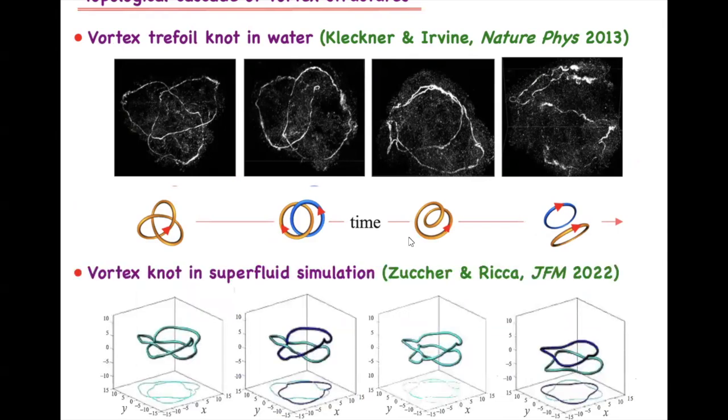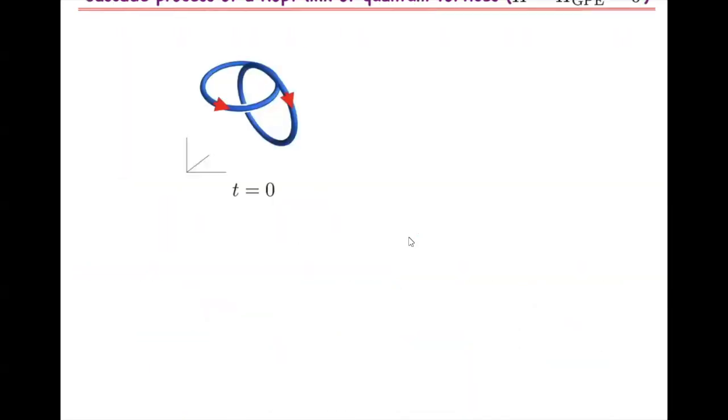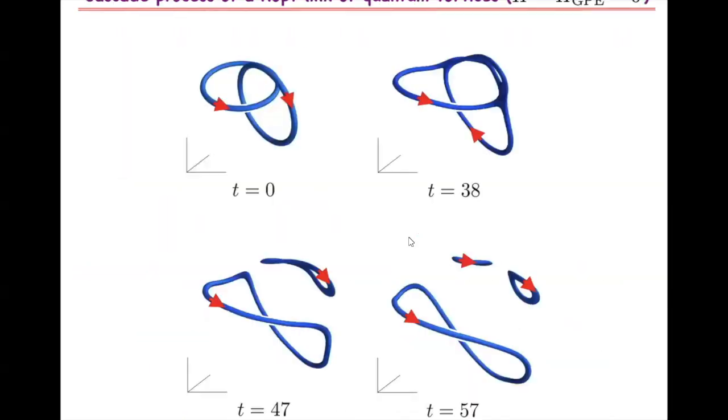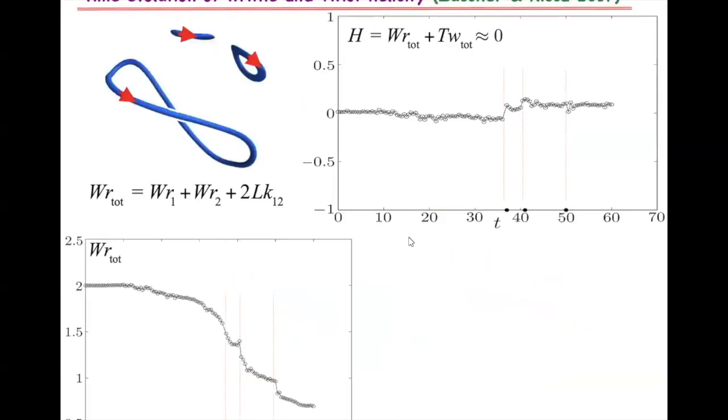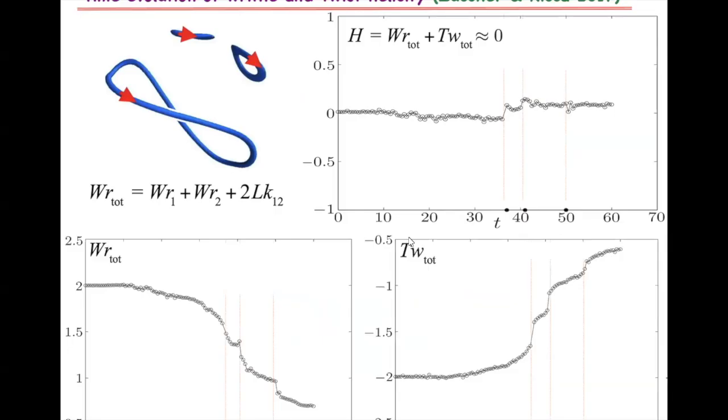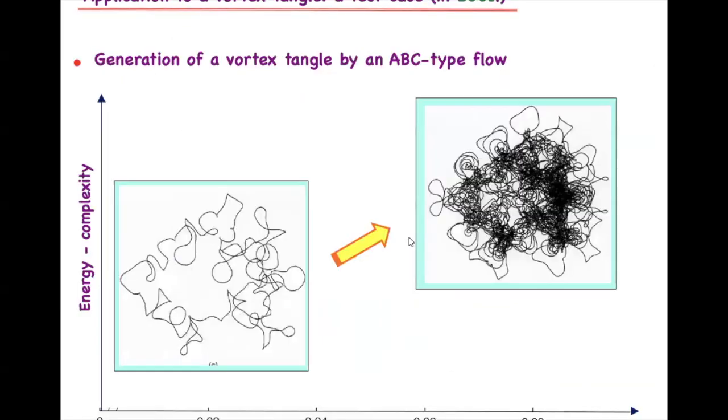And these simulations have been done by Simone Zuccher using a Gross-Pitaevskii superfluid code. With the superfluid code, you see the cascade very well. You can measure helicity. You see total helicity stays almost 0. This is another story, but with the contribution of writhe and twist changing through reconnections.